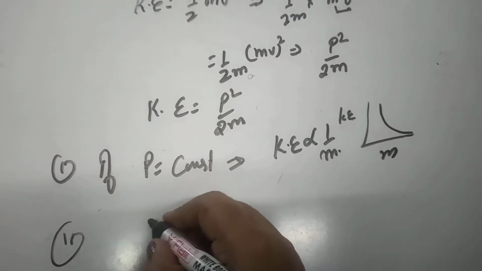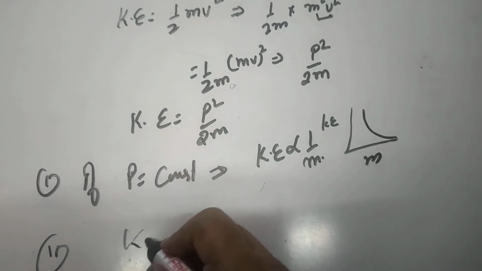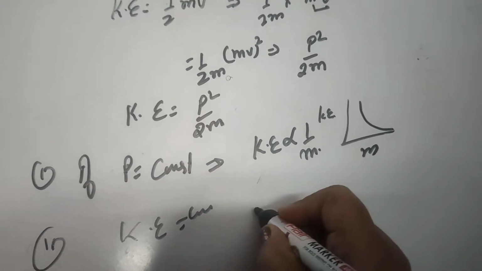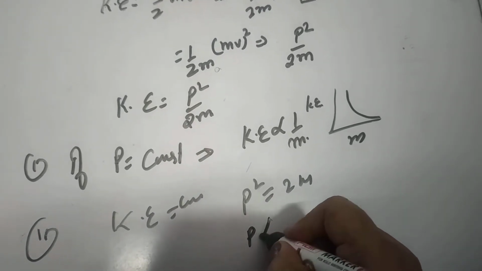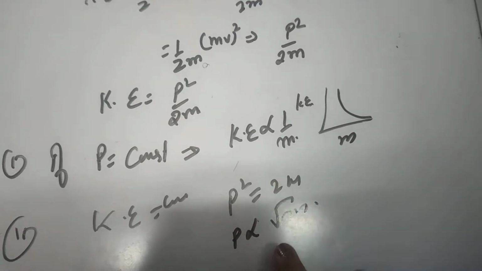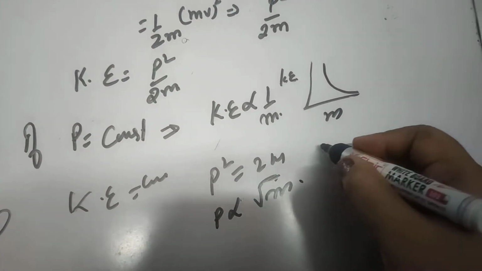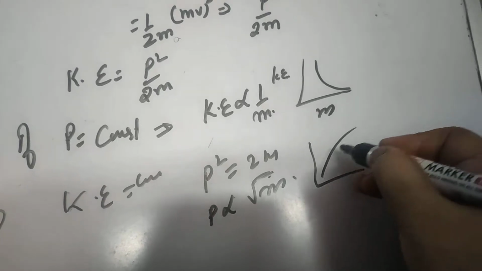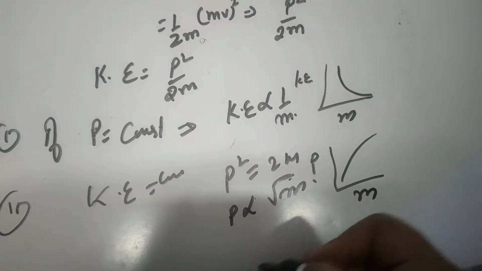Second case, if kinetic energy is constant, in this case p square is proportional to m, or p is directly proportional to root m. So if m increases, p increases, but raised to the power 1 by 2. So the graph will be increasing like this. So this is between p and this one is m.